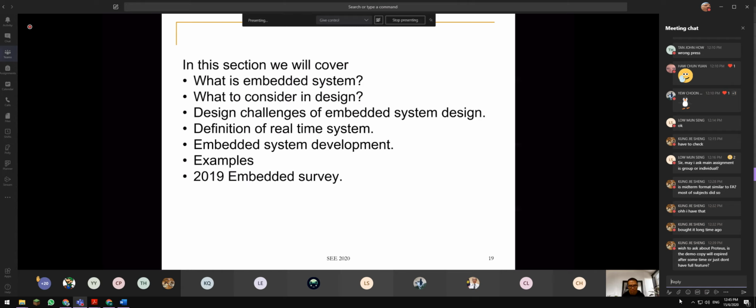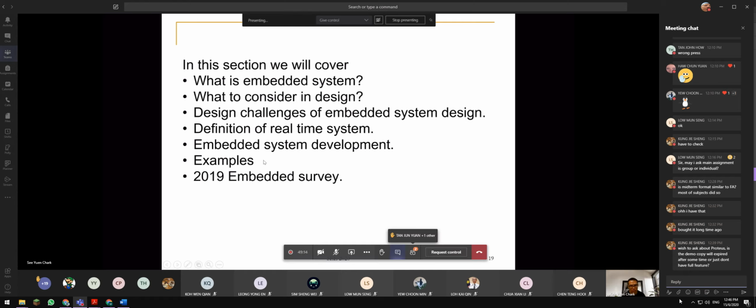ESP32 or PIC24 is just a tool. Embedded system design is about being able to design a product. Throughout the journey of designing, you will encounter a lot of problems and a lot of considerations need to take place. So we'll look at the design challenges, the things you need to encounter, some basic definitions of real-time systems, the embedded development cycle, and some existing example embedded devices.